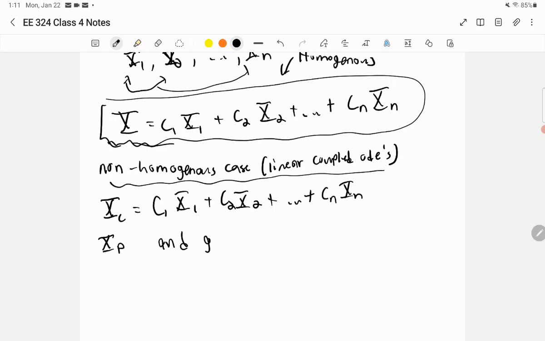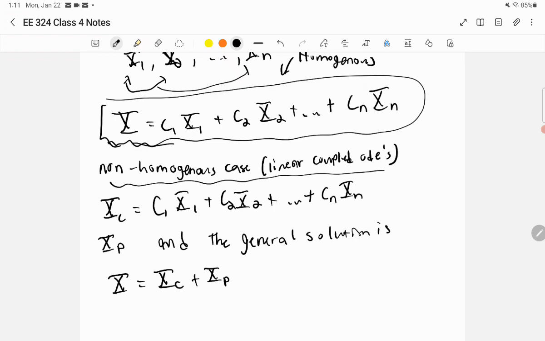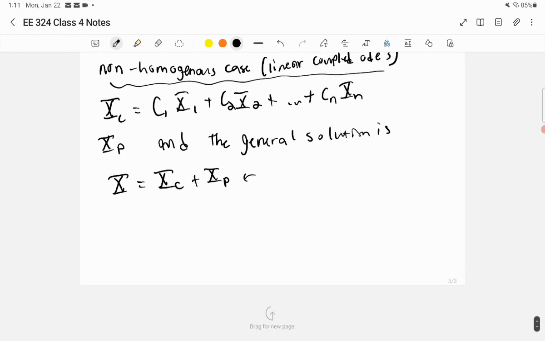And let me see, I'm going to erase this. And the particular, the general is x equal to xc plus xp. Okay, and as I mentioned, we're not really going to deal in this video with the non-homogeneous case very much, but we should be aware that it's there because it may show up later in the course.